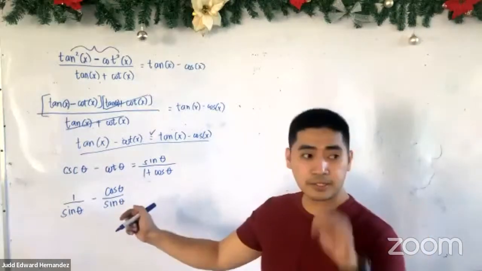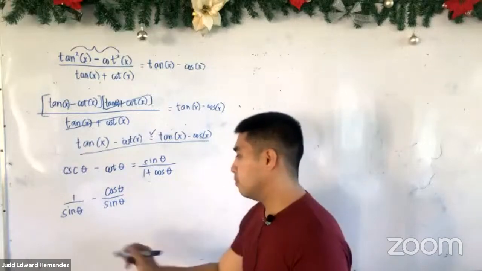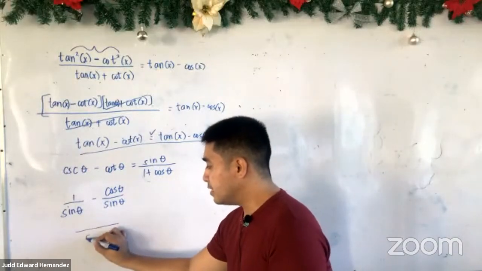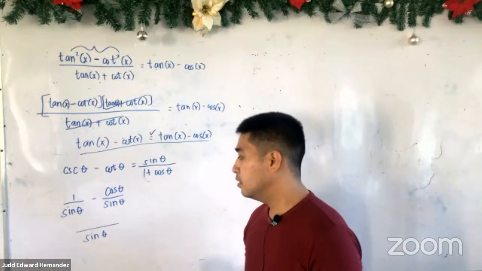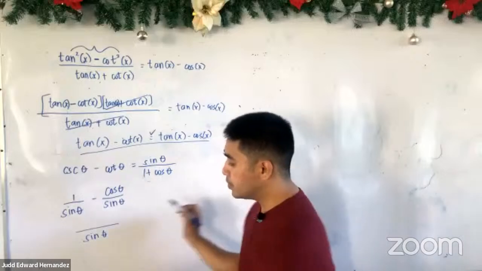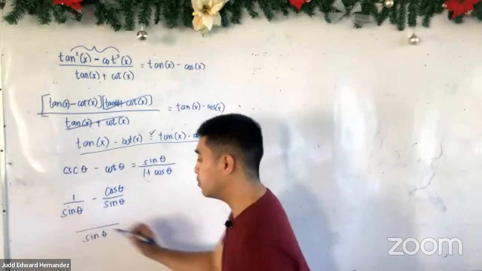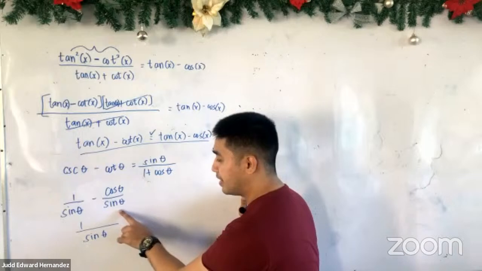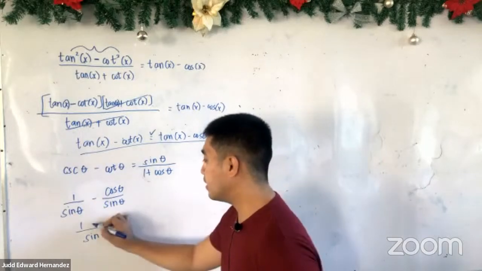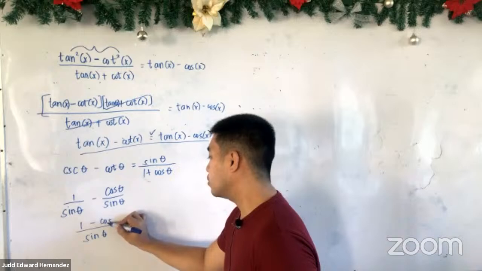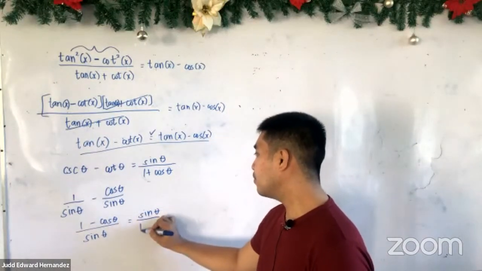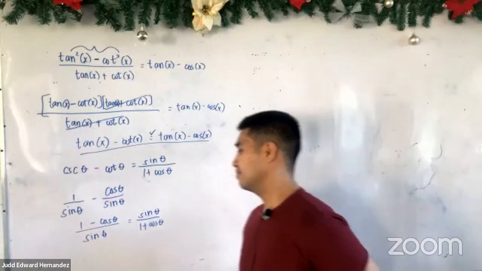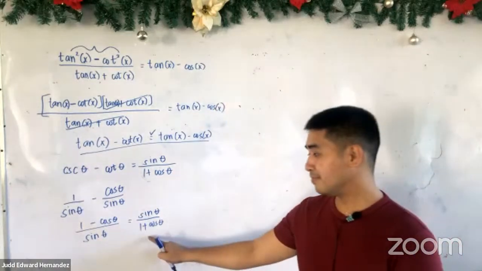If we are dealing with this one, look at this. We have the LCD, which is sine theta. And we also have the numerator, which is sine divided by sine is 1 times 1 would be just 1. Sine divided by sine is 1 times negative cosine theta is 1 minus cosine theta. But is that equal to sine theta over 1 plus cosine theta? Yes or no? No, po.